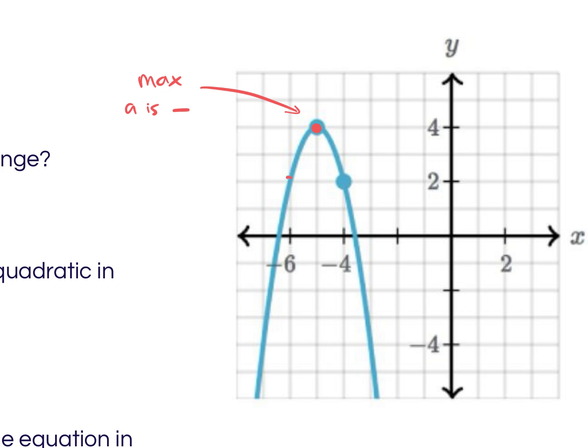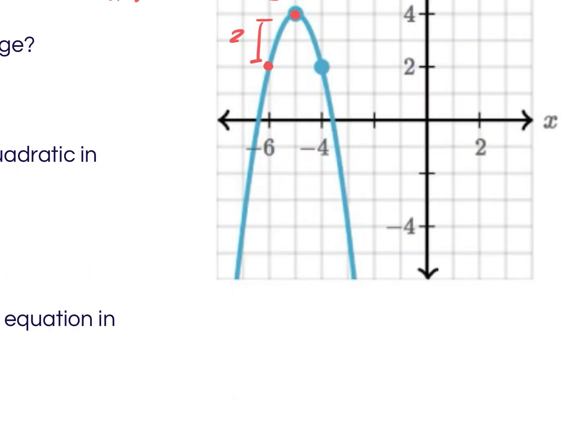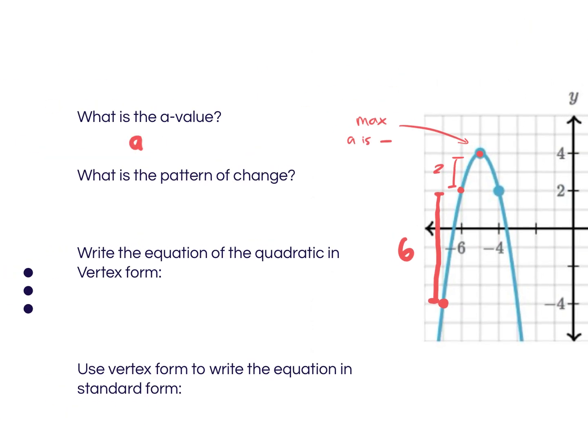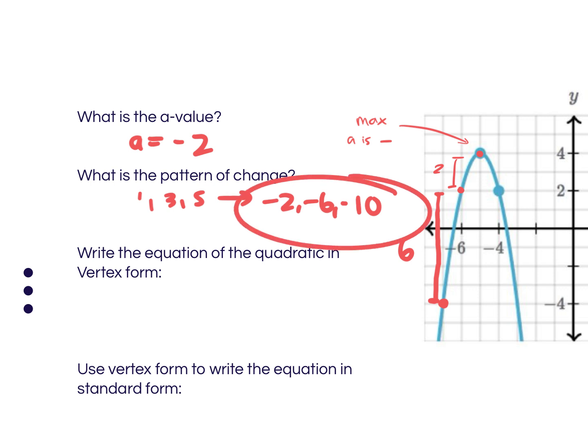The next thing I notice is that I have a set of perfect points that are 2 and 6 units away, so I can assume that my A value is 2. Sorry, it's a negative 2, okay? So that means that my pattern of change wouldn't be 1, 3, 5, it would be negative 2, negative 6, negative 10, because I'm multiplying those 1, 3, and 5s by those negative values.